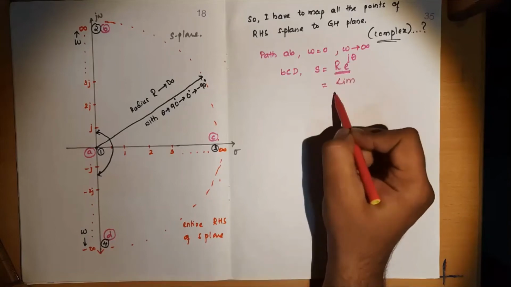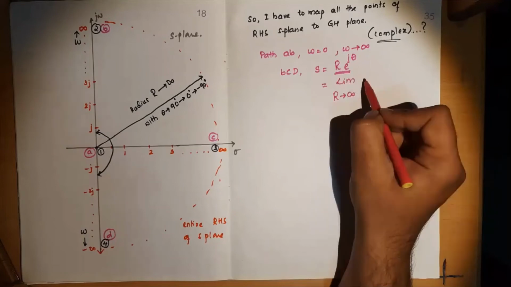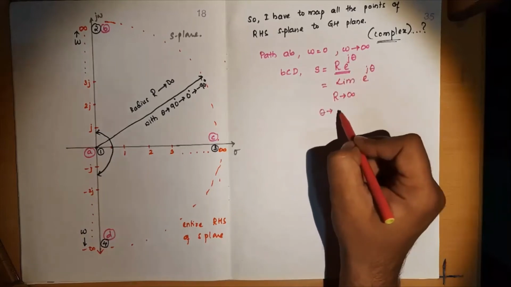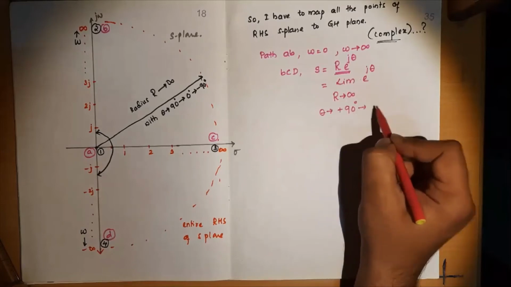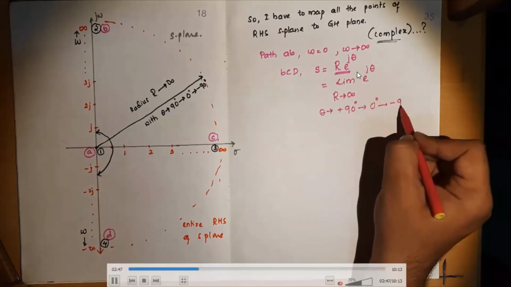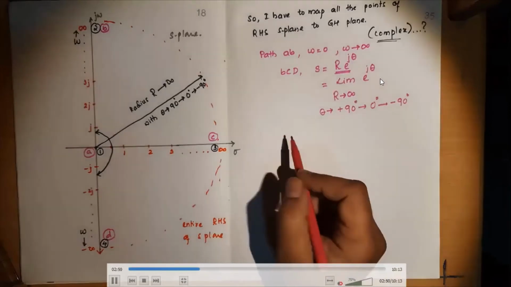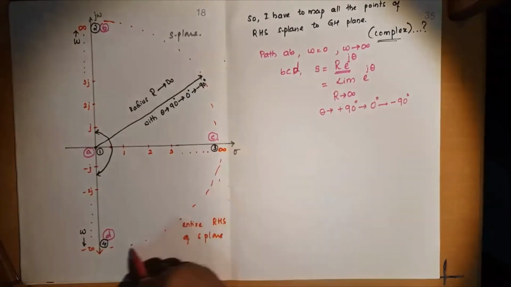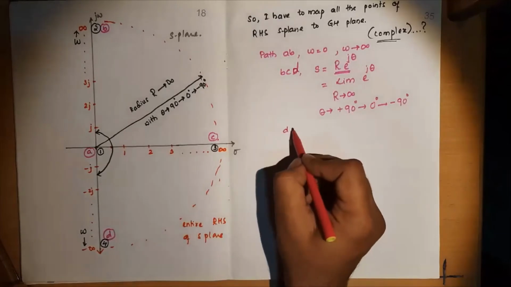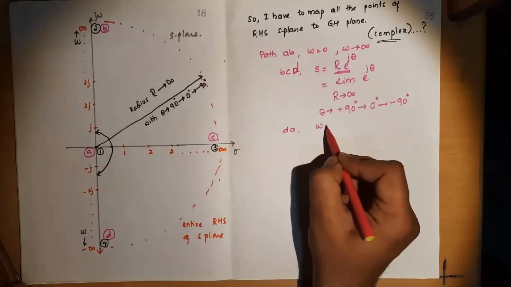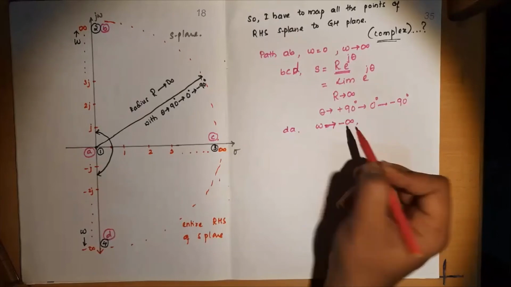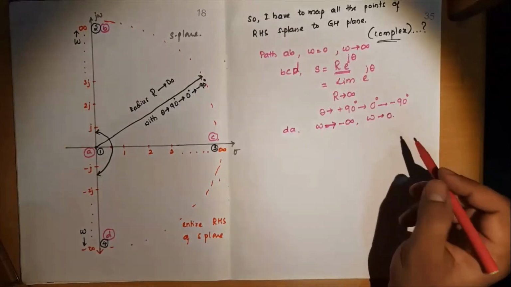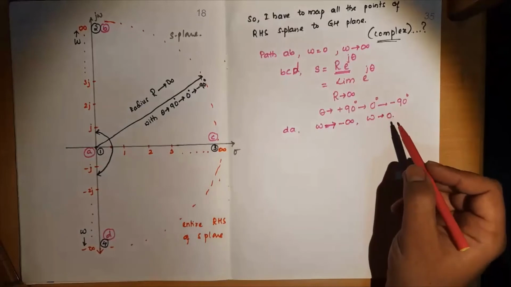So is it sufficient? No. We should apply limits, saying that limit r tends to infinity. Okay, limit r tends to infinity. There is a typo here. This should be r into e raised to j theta. So that is path BCD. Then what about path DA? Path DA is where omega is tending to minus infinity, and again it tends to 0. From minus infinity to 0, you can say.